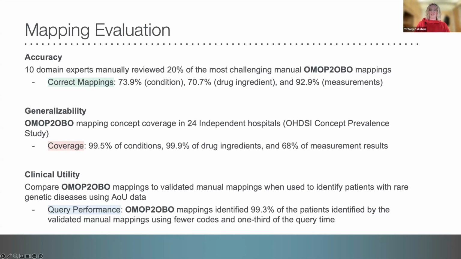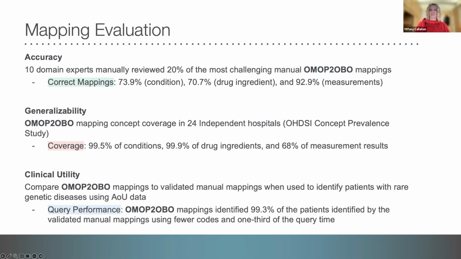The second way we evaluated them was for generalizability, meaning we wanted to know how useful the mappings would be to researchers at other institutions. So if I gave you these mappings today, how likely would it be that they would cover concepts that are relevant to your analysis? To evaluate them, we compared the coverage of our mapping set to 24 different hospitals, those that were part of the OHDSI concept prevalence study specifically. And we found that 99.5% of conditions, 99.9% of drug ingredients, and 60% of measurements used at least once in clinical practice across these institutions were covered by our mappings.